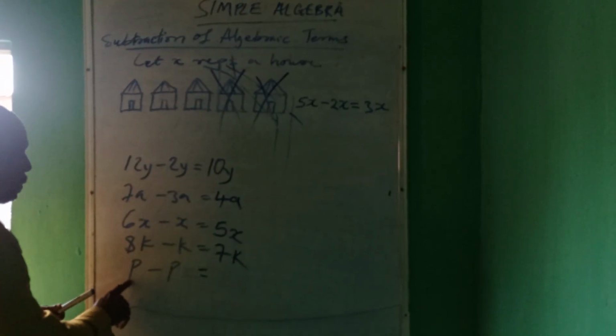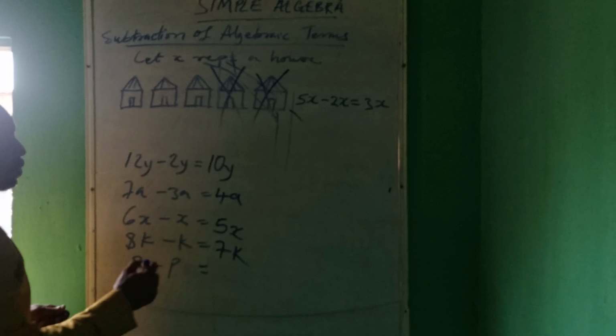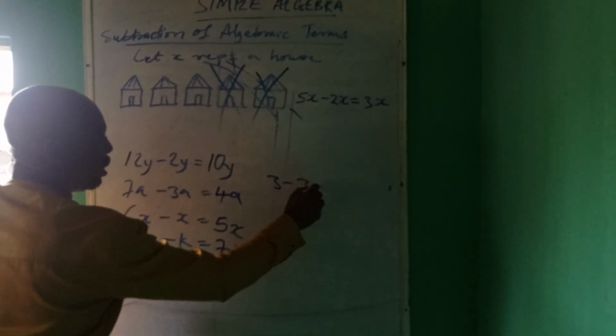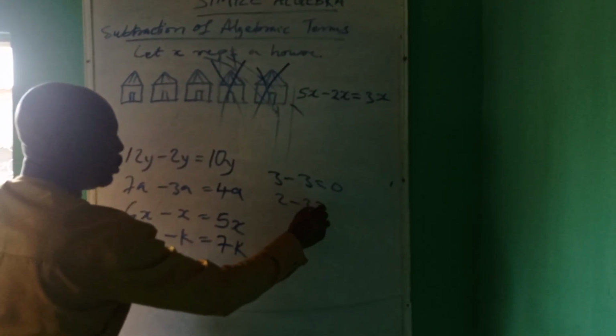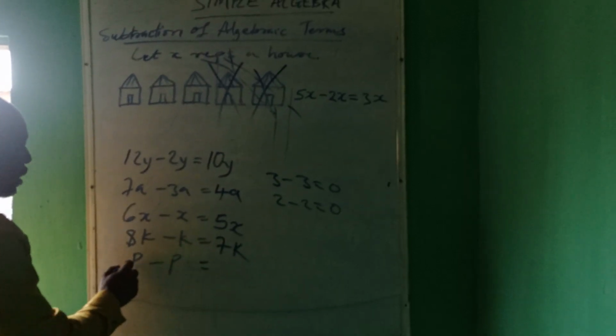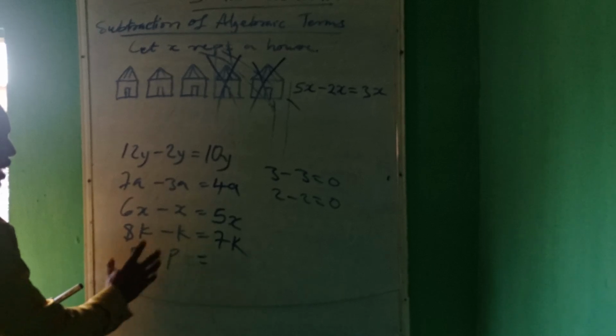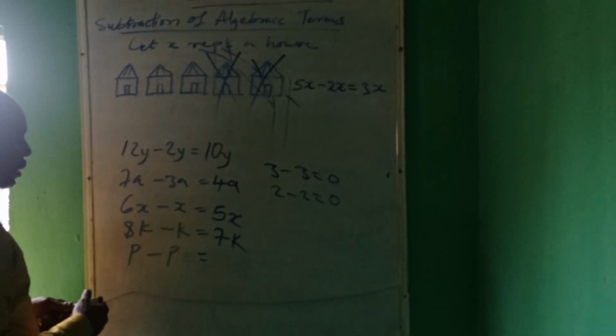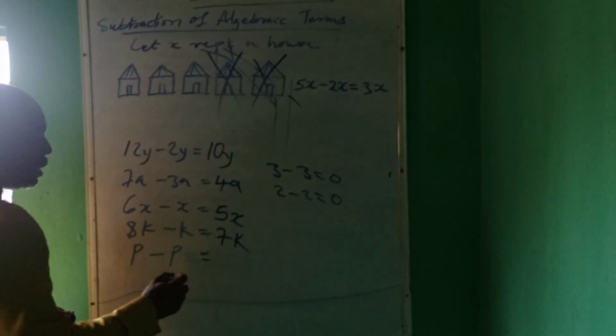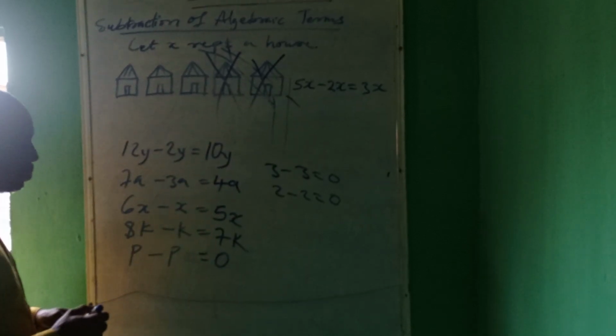Then this is p minus p. Just as if you have 3 minus 3, you have 0. 2 minus 2 is 0. Let me say p represents 3's, and you pull down that 3, you have nothing. So p minus p is 0.